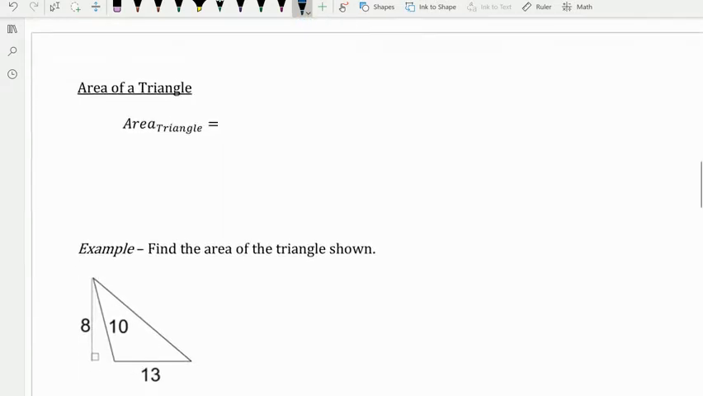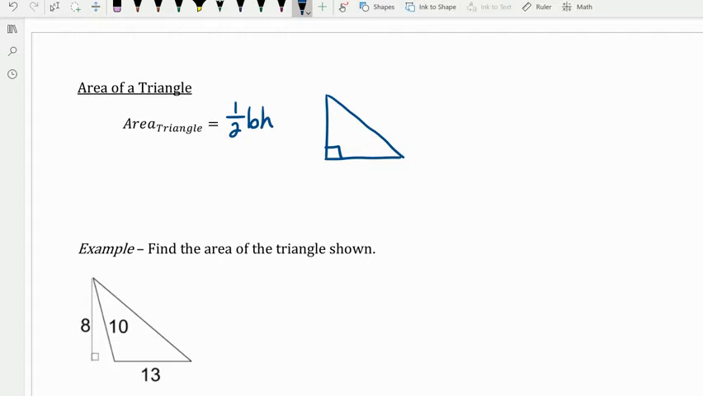Next one, a triangle. Again, hopefully this is one you know well. A triangle is half of a rectangle or half of a square. So to find the area of our triangle, we're going to do 1/2 base times height. The one catch with a triangle is your base and your height have to be perpendicular to each other.